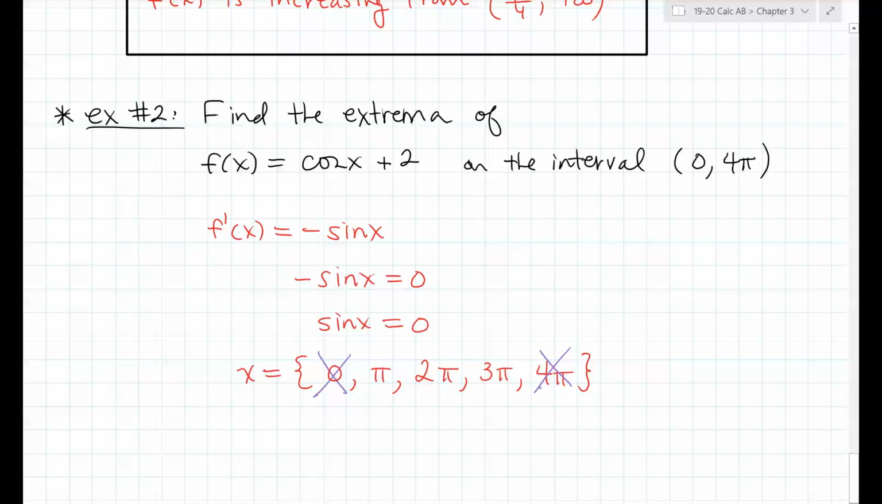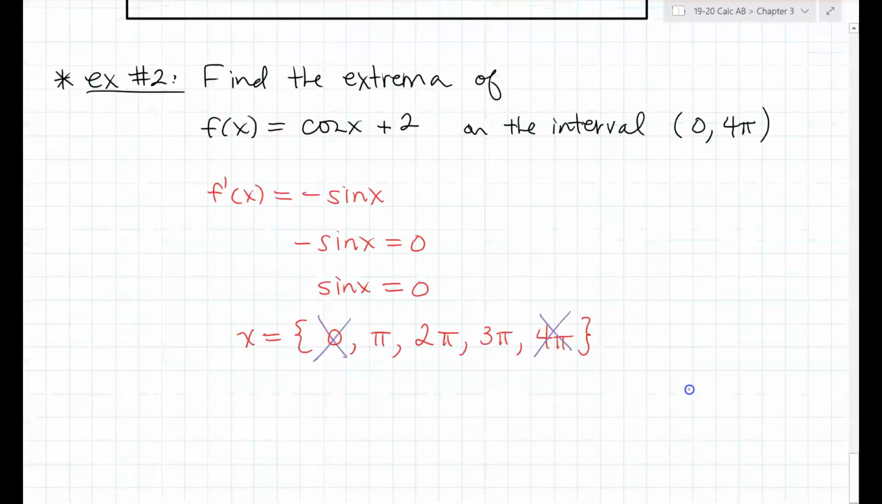Well, sine is 0 when the angle is 0. The corresponding angles that fit with 0 would be pi, and then 2 pi, and then 3 pi, 4 pi, 5 pi, 6 pi, 7 pi, right? Those are all 0 values. So I can't use 0 and 4 pi. Not that they're not answers, but they told me not to use them, right? 0 to 4 pi is excluded on the endpoints, so I'm not going to be able to use them. So I'm going to try my pi, 2 pi, and 3 pi.